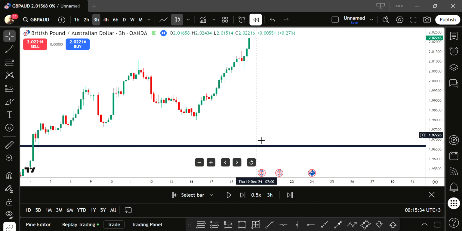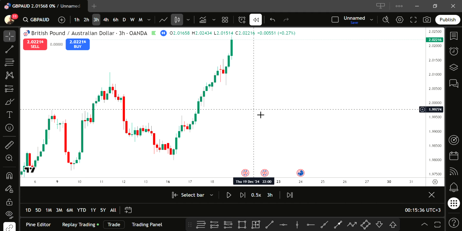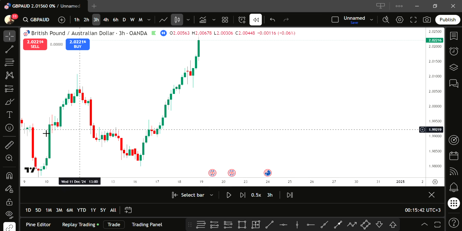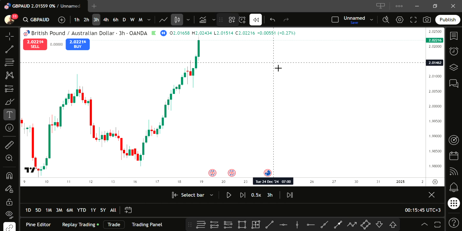The first thing you want to do when you open a clean chart is go to your highest time frame. I always tell you this, guys. The first thing you want to do is go to your highest time frame. That is the first thing you want to do. Before you do anything else, you need to go to your highest time frame.